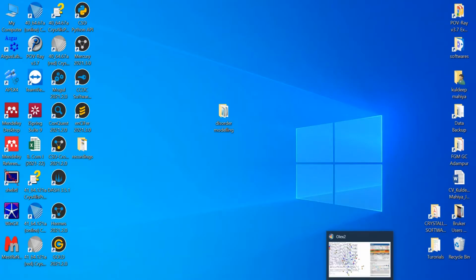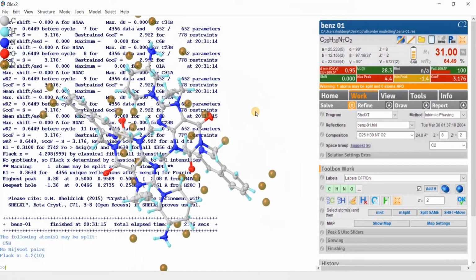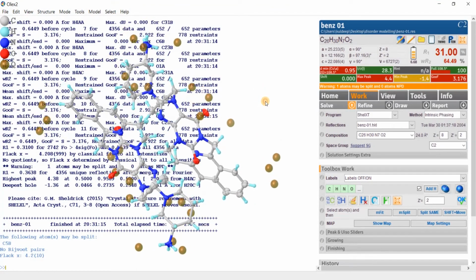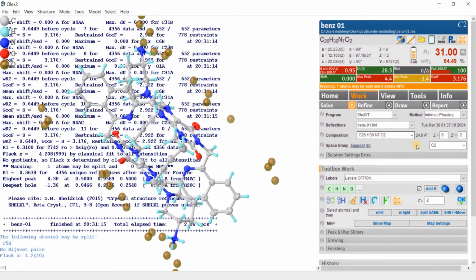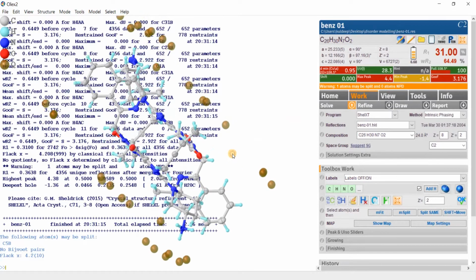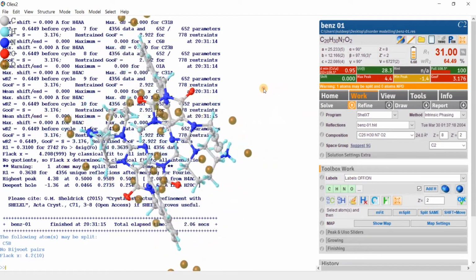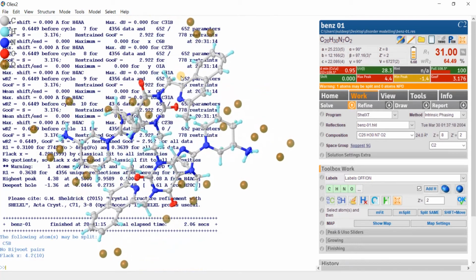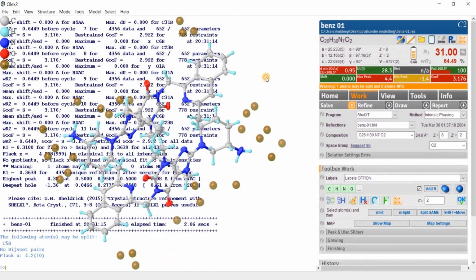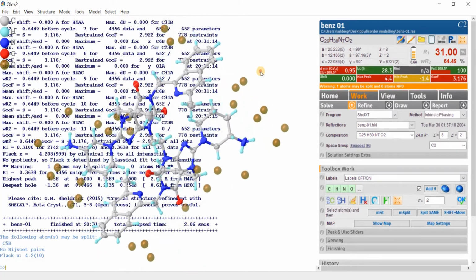For this, I am going to open Olex2, and this is the molecule, an organic molecule which crystallizes in monoclinic space group C2 with two molecules in the asymmetric unit. The R factor is around 31%. The maximum peak is around 4.4 electrons, and from here we are going to join the refinement. Up to now the refinement is very straightforward, and from here we are going to model the lattice solvent molecule.